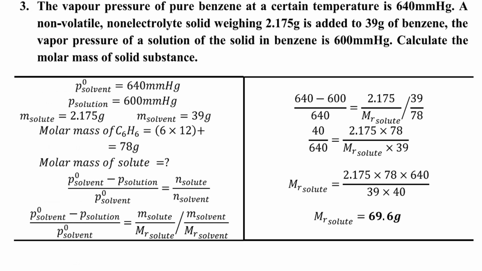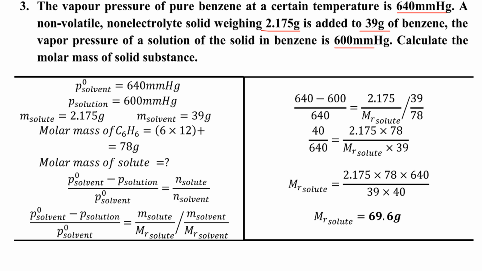If you are to look at number 3, you are being prompted to calculate the vapor pressure. Now you are given the vapor pressure of pure benzene to be 640 millimeters of mercury, and the non-volatile non-electrolyte solute is having a given mass of 2.17 grams, and is added to the solvent benzene with a mass of 39 grams. Now I've been told that the vapor pressure of a solution of benzene is 600 millimeters of mercury. Now calculate the molar mass of the solid substance.